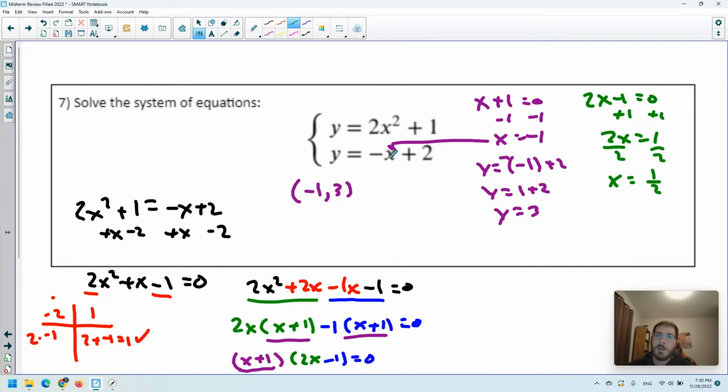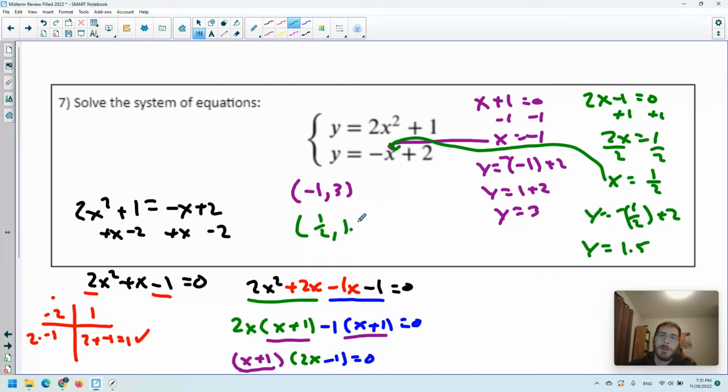All right, and we got to do the same thing. We got to take our half, plug it in for the x, y equals negative a half plus 2, y equals 1.5. So my other answer should be 1/2, I guess 3/2. It's a little bit weird to mix the fraction with the decimal, but looks okay. If we check it out, 1/2 squared is a fourth. So a fourth times 2 would be a half. Half plus 1 is 1.5, 1.5. So that works out.